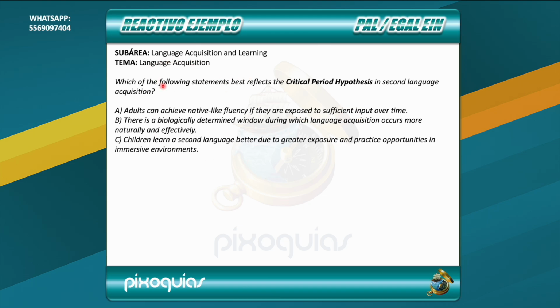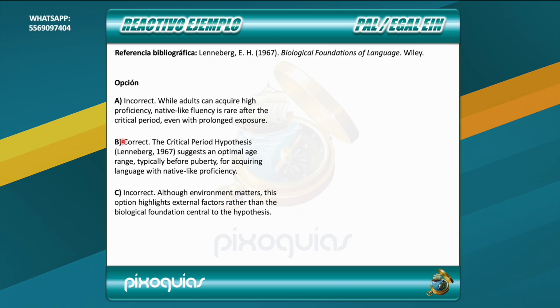Now this example is from sub-area Language Acquisition and Learning, and the topic is Language Acquisition. Which of the following statements best reflects the critical period hypothesis in second language acquisition? A. Adults can achieve native-like fluency if they are exposed to sufficient input over time. B. There is a biologically determined window during which language acquisition occurs more naturally and effectively. And C. Children learn a second language better due to greater exposure and practice opportunities in immersive environments. Okay, the correct answer is B.